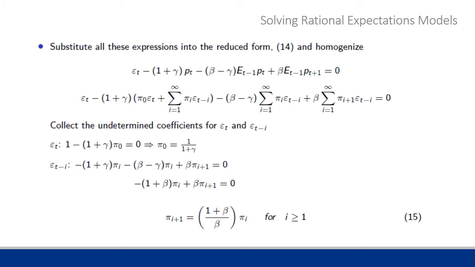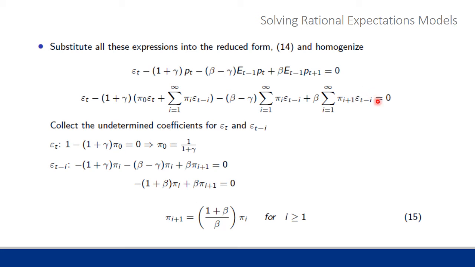We take equation 14, which is the reduced form in terms of shocks and prices. We can homogenize it, so bring all the variables from 14 over to the left hand side, and that means on the right hand side we just have equal to 0. We then replace pt, ept, and ept plus 1 with their solutions that we found in the previous slide. So pt is replaced with this solution for pt, ept is replaced with this solution for ept, and ept plus 1 is replaced with the solution for ept plus 1.